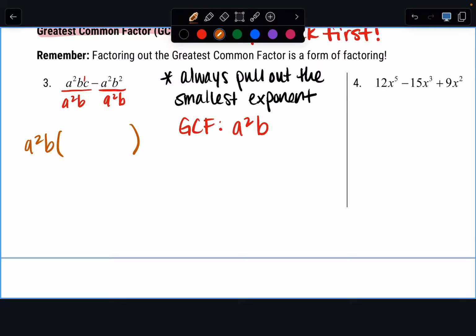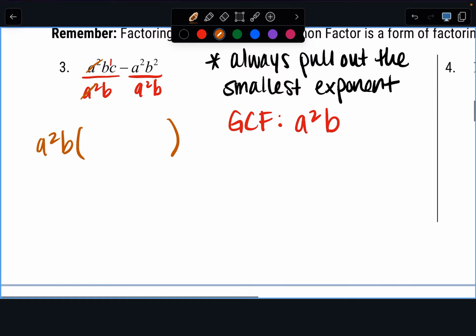If you have the same term, they basically cancel each other out. So the A squared and the A squared go away. The B and the B cancel each other out. But in that first term, I'm still left with a C. So that's what's going to be left over in my parentheses for term 1.